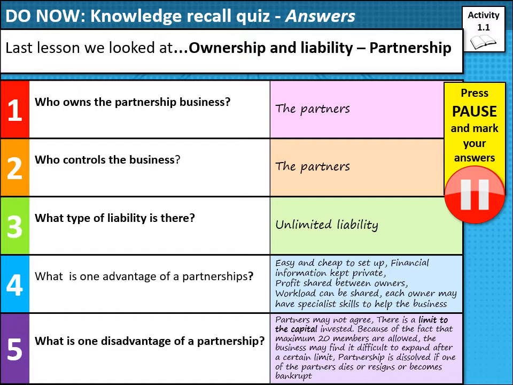So who owns the business of a partnership? It will be all the partners who have put money in. Who controls a business? It will be the partners. What type of liability is there? It will be unlimited liability unless they have limited liability in their deed of partnership.